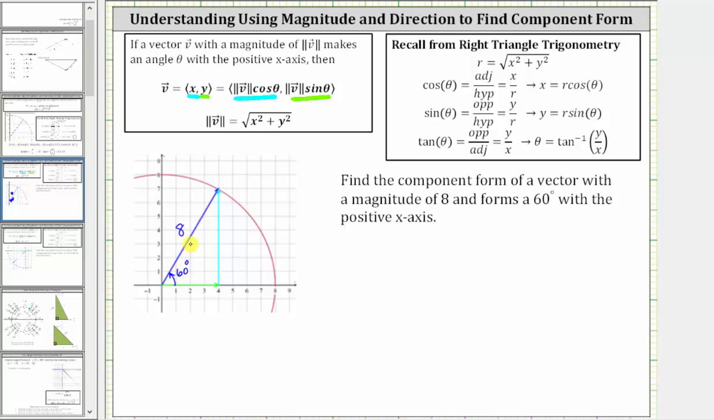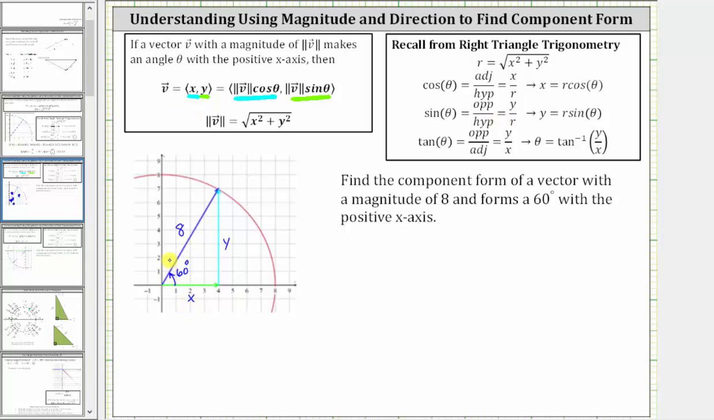For the next step, we can form a right triangle using the horizontal and vertical components of the given vector, where this horizontal vector here represents the horizontal component, which we can label x, and this vertical vector here represents the vertical component. Let's go ahead and label this y. Now if we find x and y using right triangle trigonometry, we will also find the x and y components of the given vector.